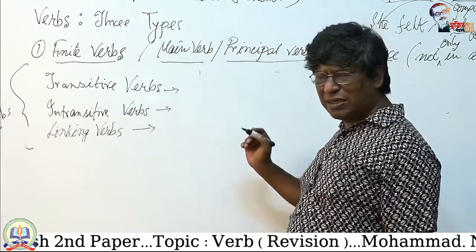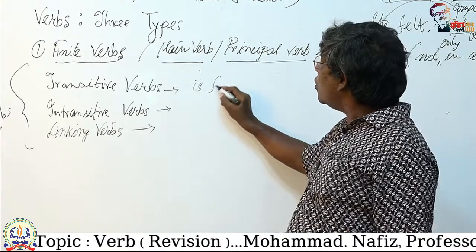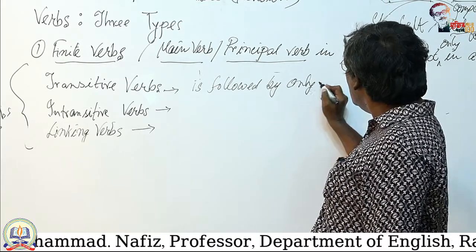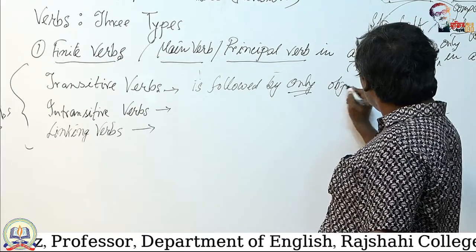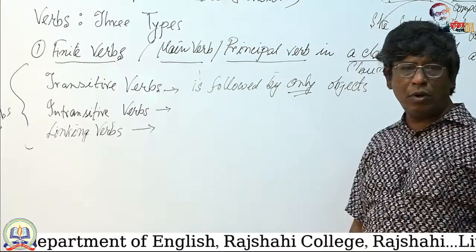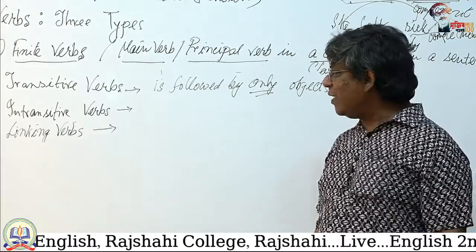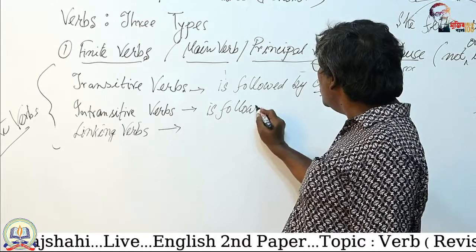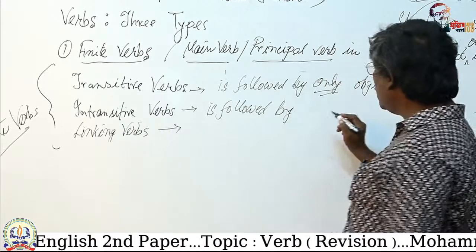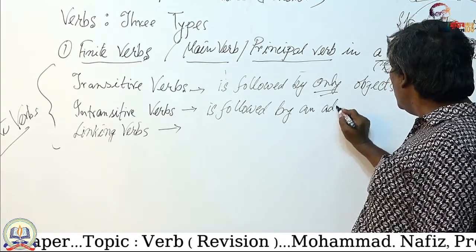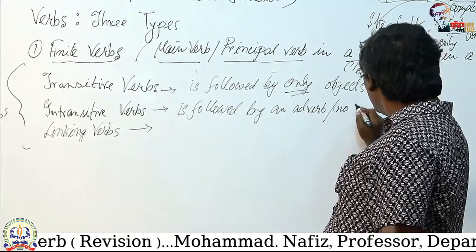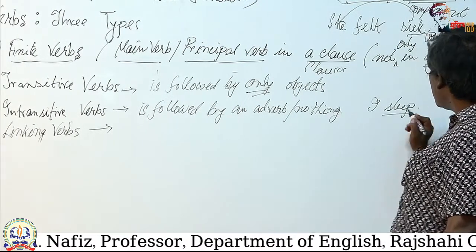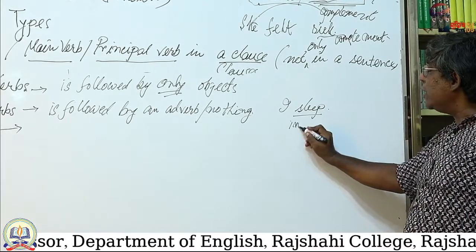For example, a transitive verb is followed by only objects. If there is an adverb or a complement after the finite verb, that is not a transitive verb. An intransitive verb is followed by an adverb or nothing after it. For example, I sleep. This is a complete sentence. After the finite verb sleep, we have nothing. So, it is an intransitive verb.